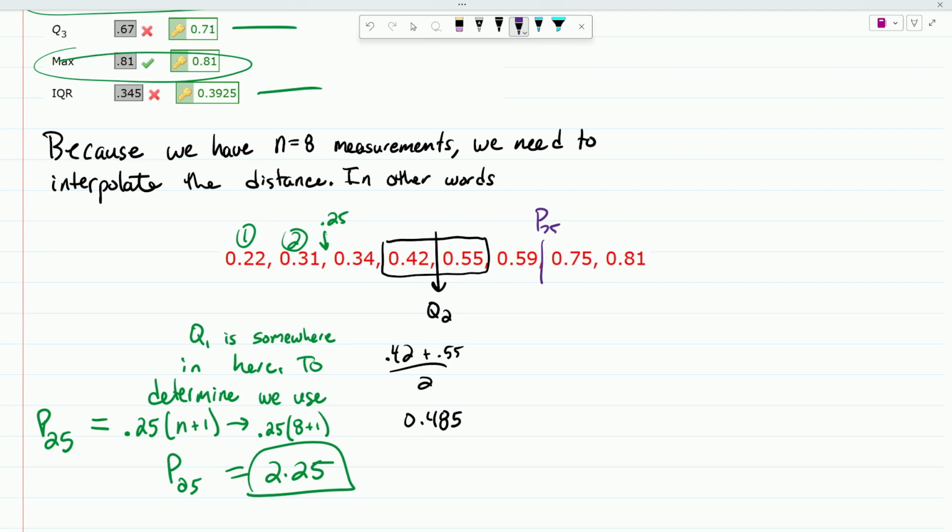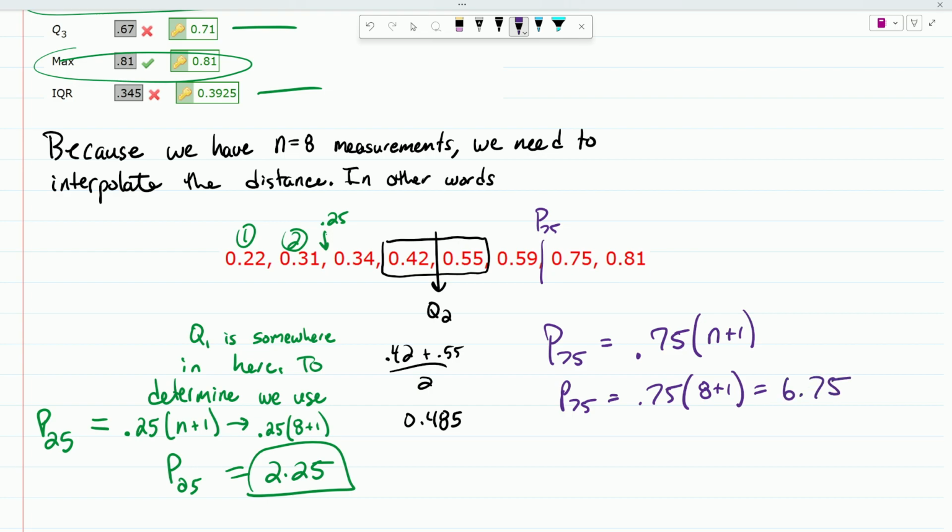So what we're going to have to do here is the same exact thing. The 75th percentile is going to equal 0.75 times the quantity n plus 1. So the 75th percentile is going to be 0.75 times 8 plus 1, which is equal to, give me a second, I'm just going to do this off screen, 6.75. So this is a location number. It's not what is the 75th percentile. It tells me its location.